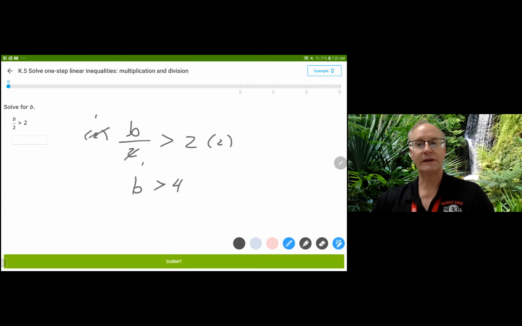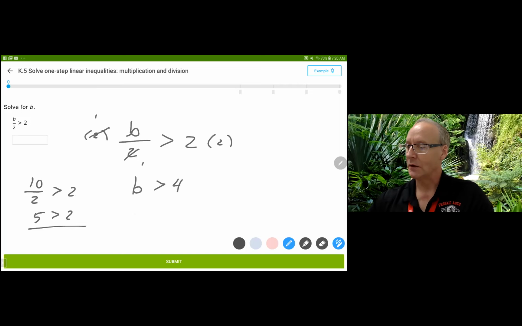And in fact, one way to test it is to choose a number that's greater than 4, for example, 10, and see if it's true that 10 divided by 2 is greater than 2. And we can see that it is. It's just a way of testing your solution to make sure that you're going the right direction. Now, of course, you should be able to graph this. If you did the first two, you will recognize that this is the graph of an inequality. And we want an open circle at 4 because 4 can't be greater than 4, and all the numbers to the right.